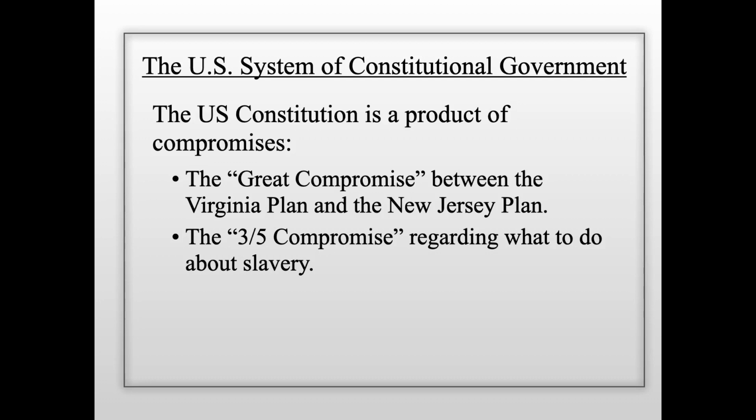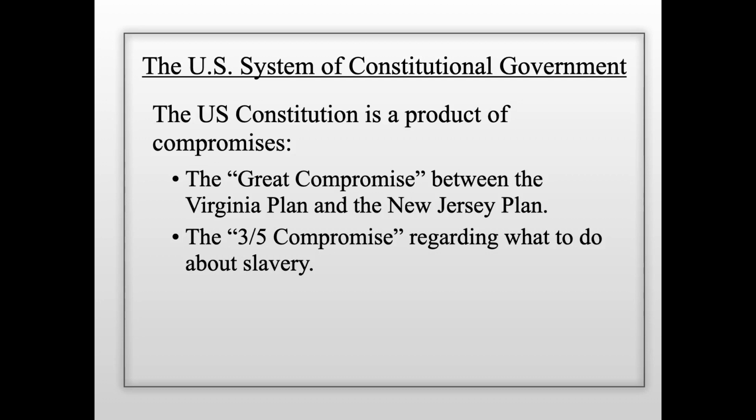So the Three-Fifths Compromise had to do with slavery, and particularly how slaves would be counted for the purpose of deciding how many representatives each state would have in the House of Representatives. Big states, which were mostly slave states in the South, like Virginia, wanted slaves to be counted as part of their state's population when it came time to deciding how many representatives the state would have in the House, right? And that sort of makes sense from their point of view, because if you count slaves as part of the population, that increases the population, and then that increases the number of representatives that state would have.